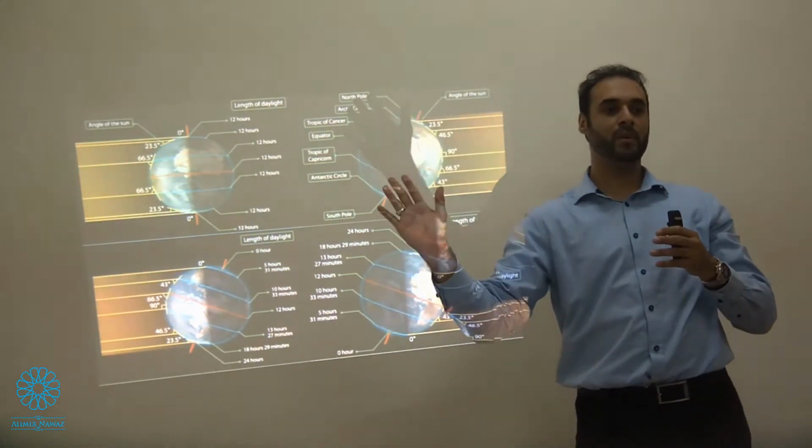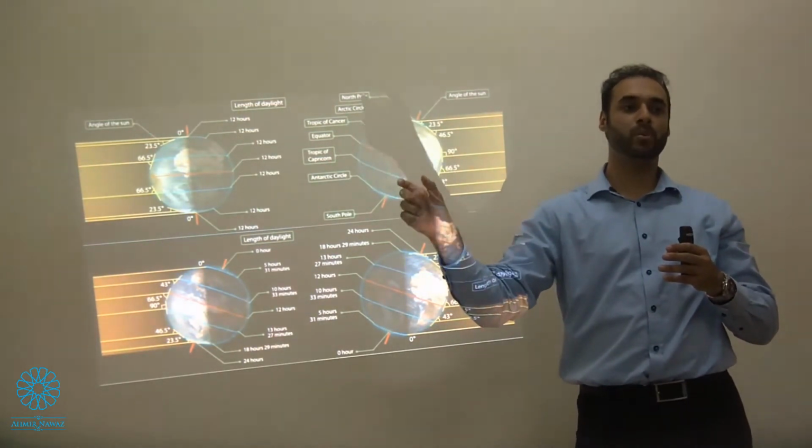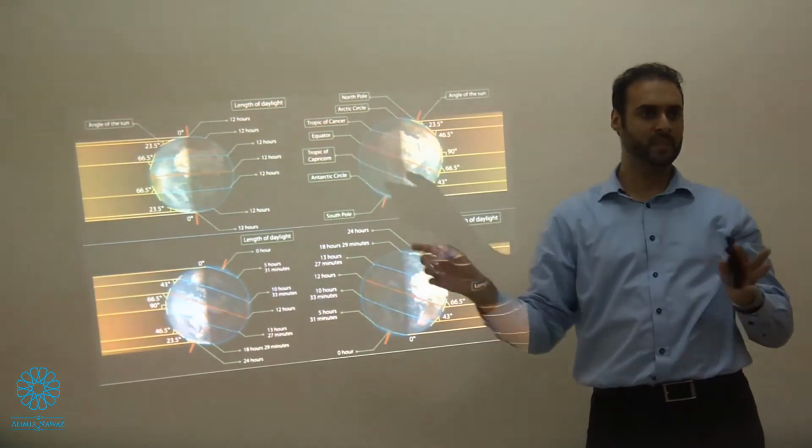And then as you move, whichever hemisphere faces the sun more, the days will start to get longer, the nights will start to get shorter. Does that make sense to you?